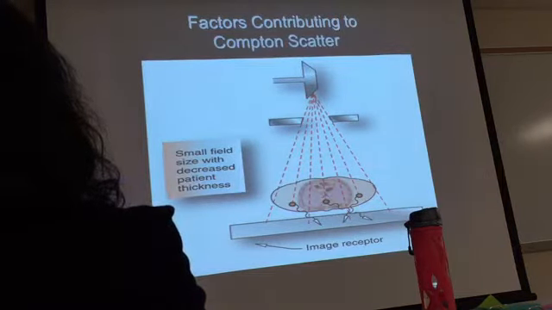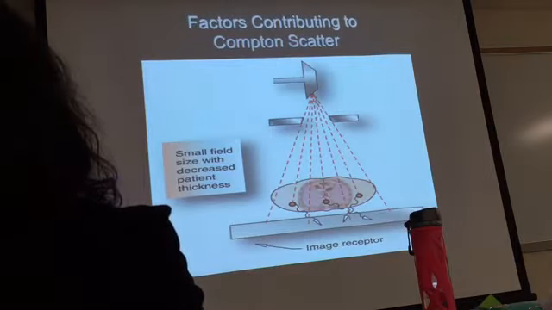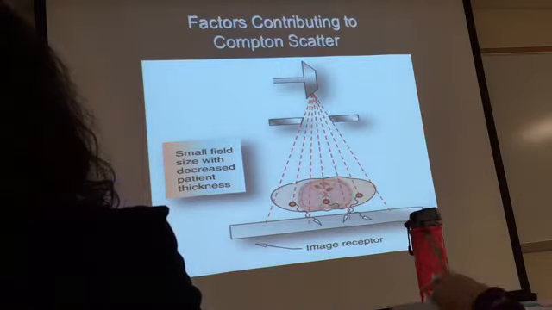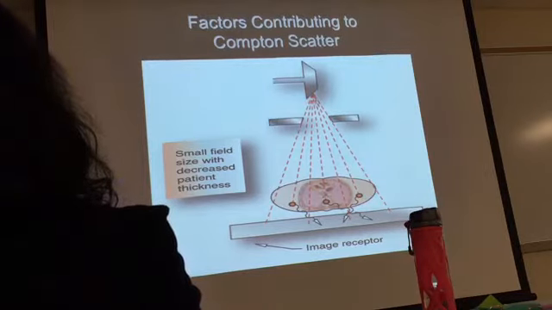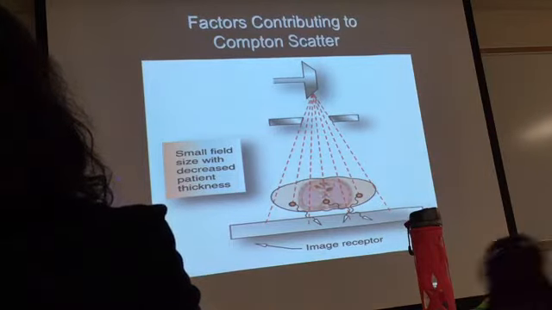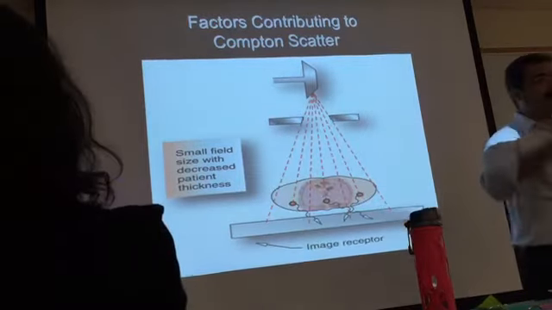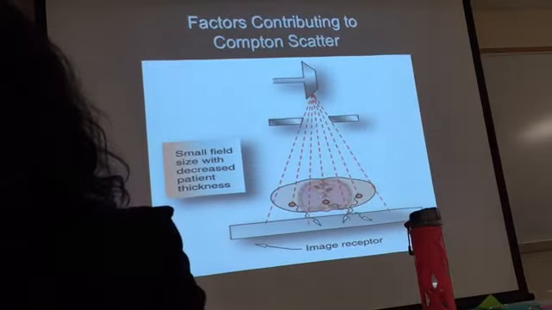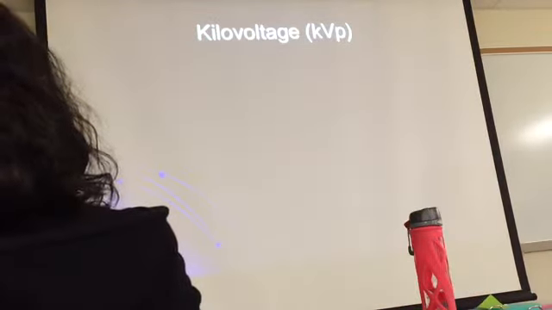When you have a thinner part, if you're comparing this and this, simply because you have a thicker part in the previous image, you're going to have more scattered radiation. Why is that? Well, because there are more interactions. You have a greater chance to interact. X-ray photons have more chance of interacting with a larger amount of atoms in a larger tissue.